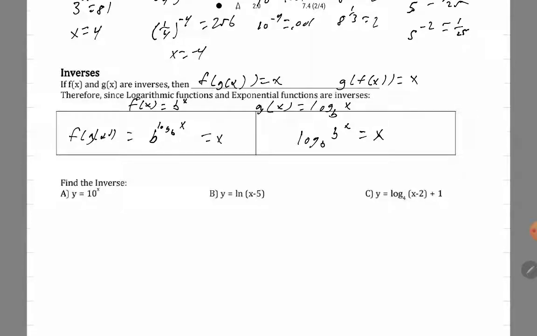So find the inverse. y equals 10 to the x. So remember, when we're trying to find the inverse, we switch x and y, and then solve. So switch x and y. So x equals 10 to the y. And then we're going to switch this into a logarithm.